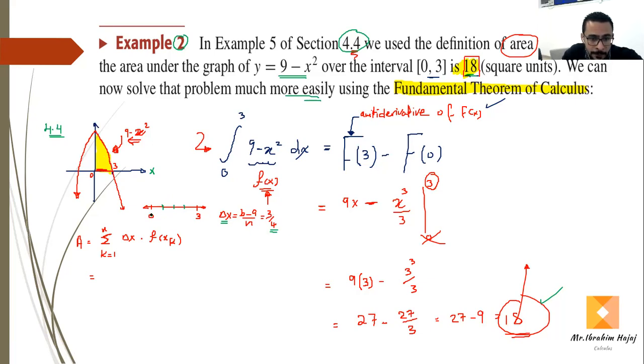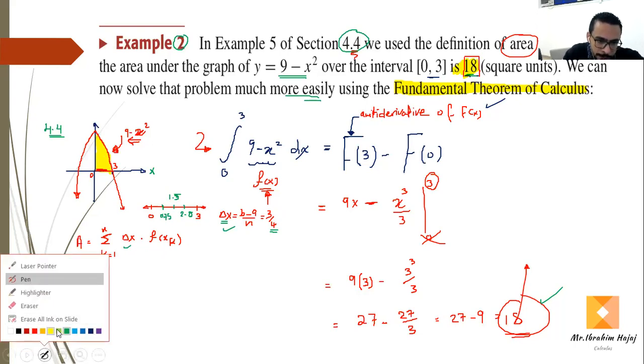So I should start at 0, then 3 over 4, which is 0.75, and then add up more 3 over 4. That's 1.5, then 2.25, and then 3, right? That's it. Now, what do we have? We have delta x, which is here. What is f of each point here? You have two ways: you can work on the left or on the right. Let's use the left one.